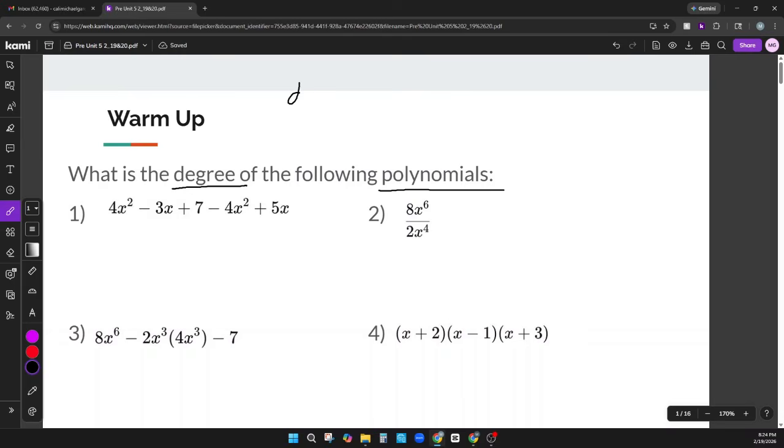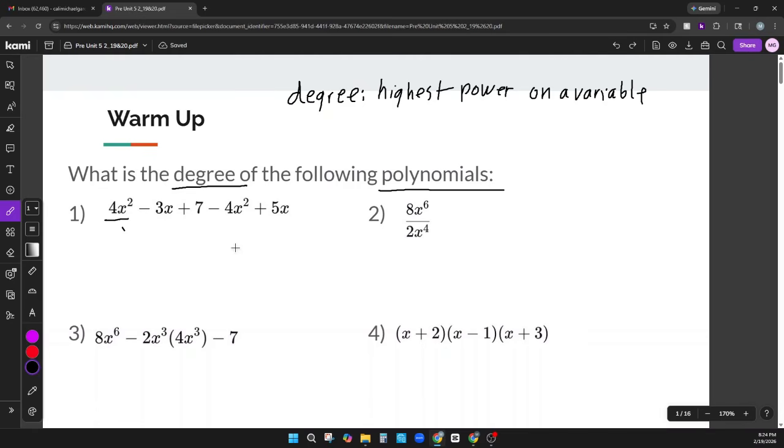We talked about and learned about the word degree, and the degree of a polynomial is the highest power on a variable in a polynomial. So we're looking for the highest power on a variable in each of these expressions. So looking at number one, we notice we have a power 2, we have an x, a 7, and the power 2, and a 5.